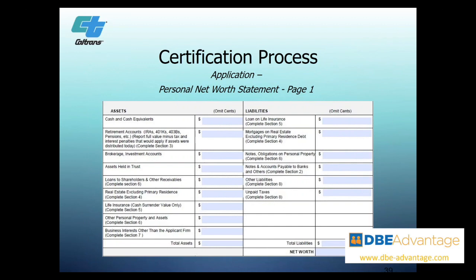On the liability side, we talked a little bit about the loan on life. Actually, we haven't talked about the loan on life insurance, which is an important one. The mortgages. This is important because if you have, for example, a rental property, or other properties that are not your personal residence, and you have a mortgage on those properties, then you would want to include that liability here. Any notes, obligations, any kind of information as it relates to loans, any notes and accounts payable to banks, could include credit cards, for example.